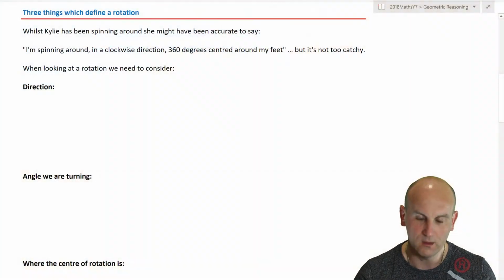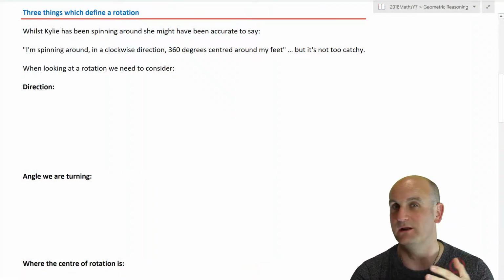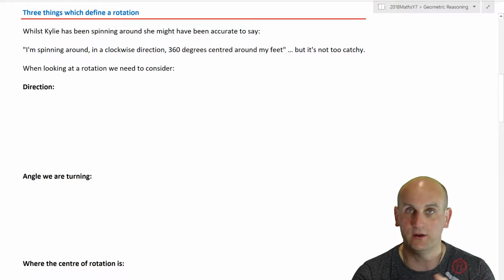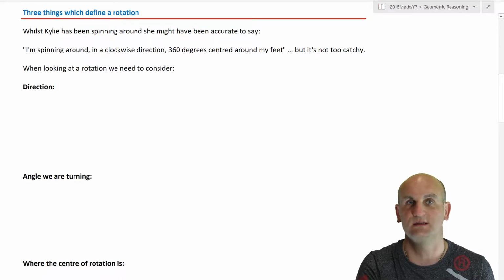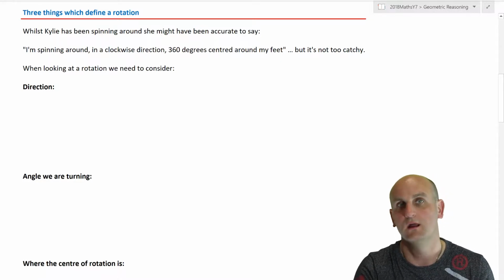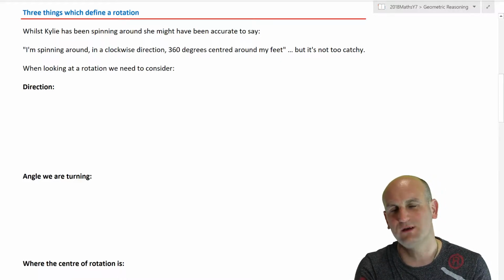Anyway, so we've got direction: clockwise and anti-clockwise, or if you're in America, maybe counterclockwise. We've got an angle. Now I've said 90 degrees, but generally speaking, we can turn any number of degrees between 0 and 360. But the most common ones we use are 90, 180, 270, and I suppose 360 degrees.